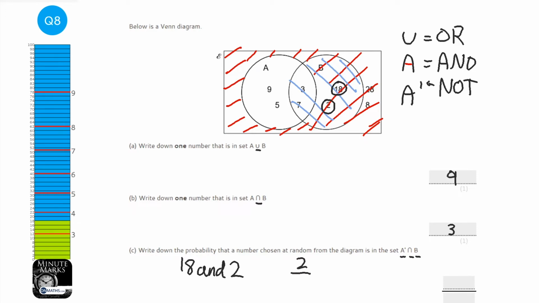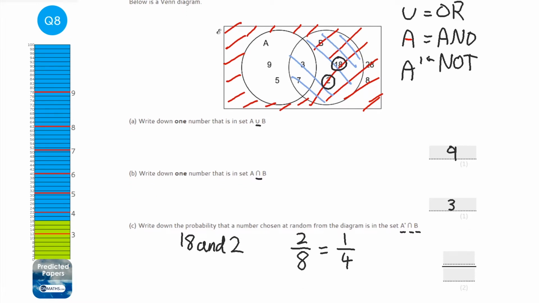And there's 1, 2, 3, 4, 5, 6, 7, 8 in total. Now I can simplify that a little bit to make it a quarter. And so my answer to that will be 1/4, or a quarter.